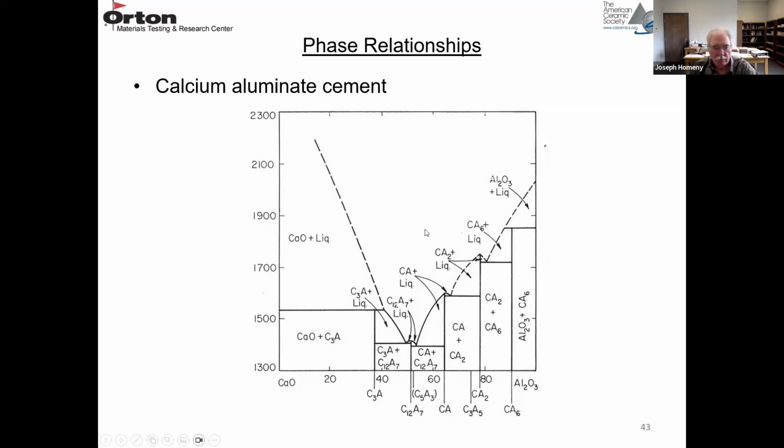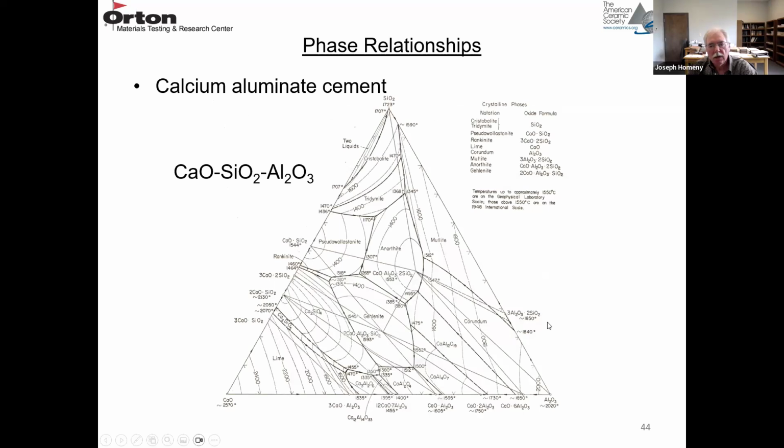Here's CA6. It's somewhat under 1900. Then CA2 is getting closer to 1700. CA is about 1600. And C12A7 is about 1400. So these eutectics and solidus curves are just decreasing as you increase the lime content. And I mentioned the trend to go to a low cement castable. So you can see why that trend occurs, because you can just see it on this phase diagram.